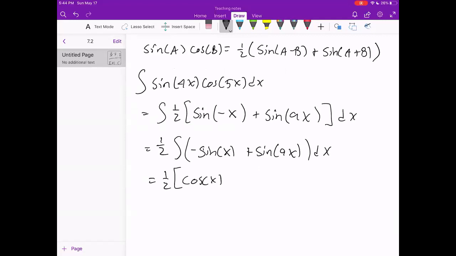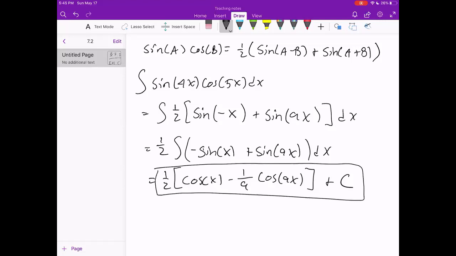I'm going to integrate sine of 9x. Again, it's a u substitution if you want to do it that way, or if you're getting good with this, you can do that in your head by now. And then, of course, your plus C. And that would be our final answer there.